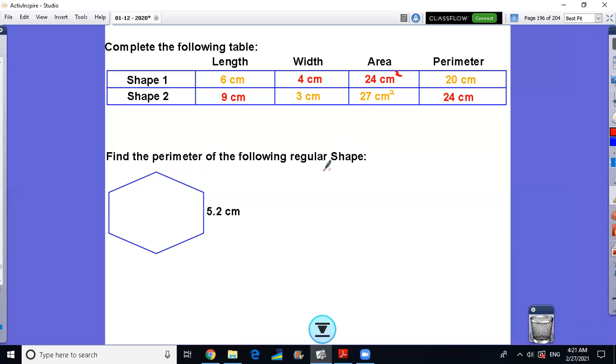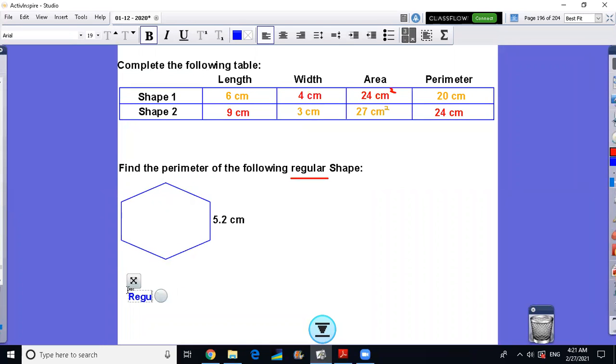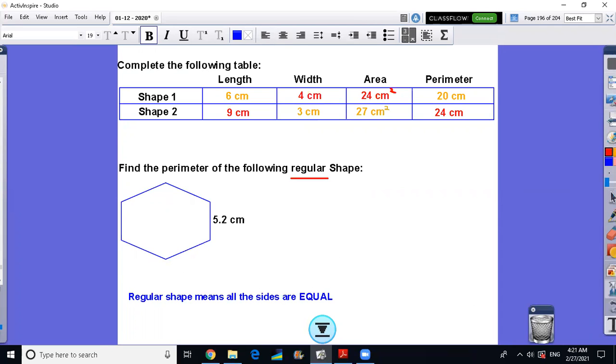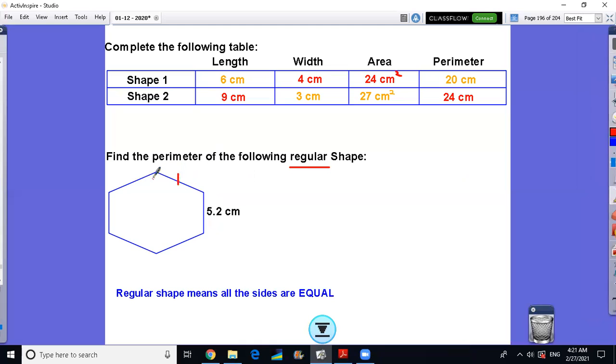All right, find the perimeter of the following regular shape. It is a regular shape. What's the meaning, Mr., of regular? A regular shape means all the sides are equal. Okay, so this is 5.2, and this is also 5.2, and this is 5.2. Yes, all of them are 5.2. And this is what I mean by regular.